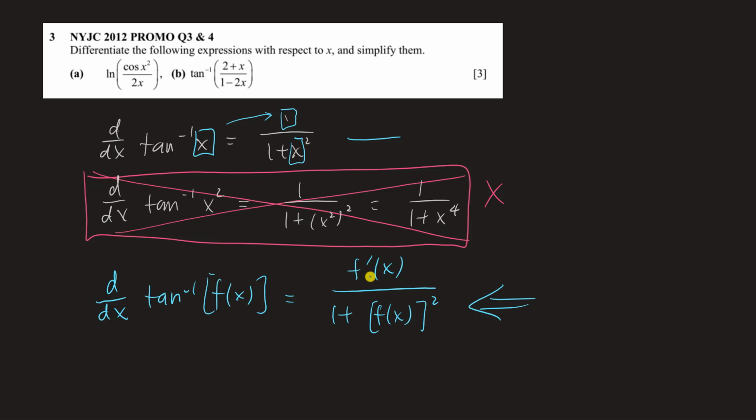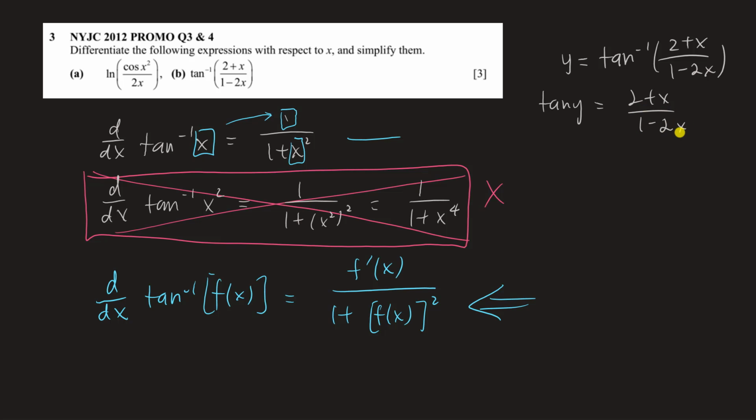So let's use this knowledge here to actually solve this question. So using this generalized formula, this question becomes rather simple. Now, I know you might be thinking, oh, what if I let this be y, right? Tangent inverse of (2 plus x) over (1 minus 2x). Then tangent y must be this.